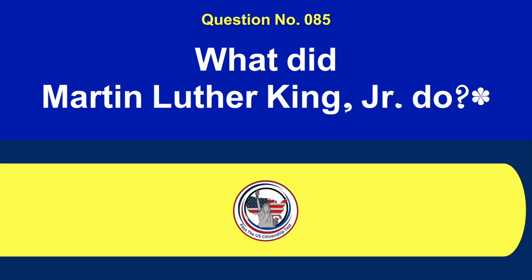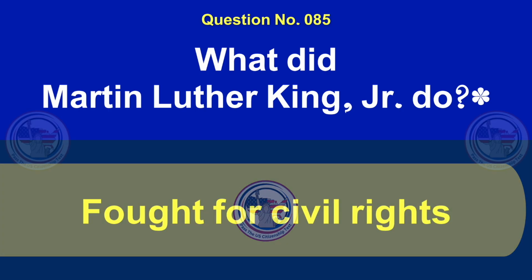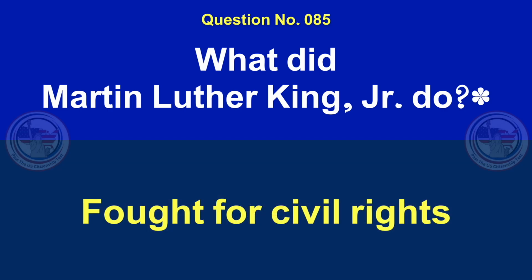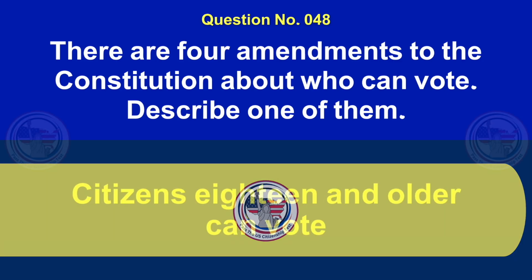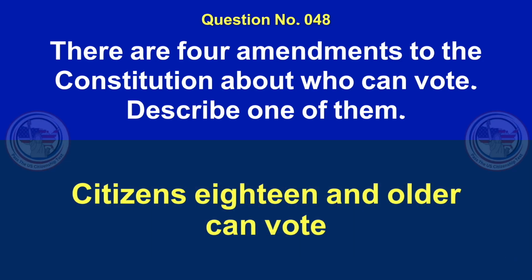What did Martin Luther King Jr. do? Fought for civil rights. There are 4 amendments to the Constitution about who can vote. Describe one of them. Citizens 18 and older can vote.